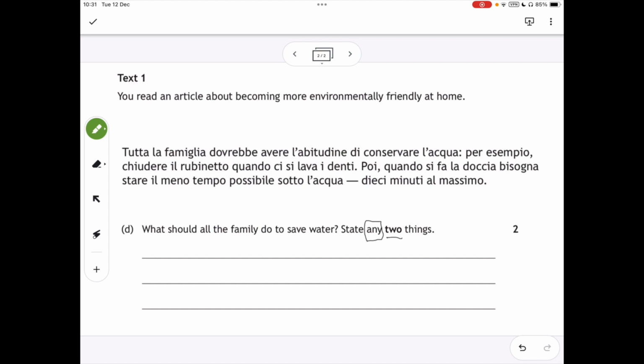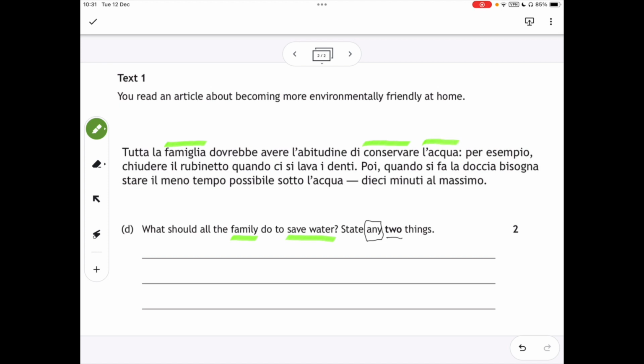So I would say that our keywords in the question here are family and save water. Now, I am not an Italian learner, so I am looking at this maybe with my knowledge of Spanish and French. And I would say that my cognates here, we've got family, and conserve is like save. And knowing agua in Spanish, I think this is the word for water.